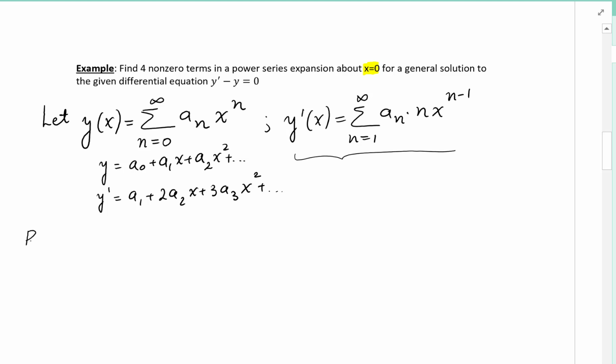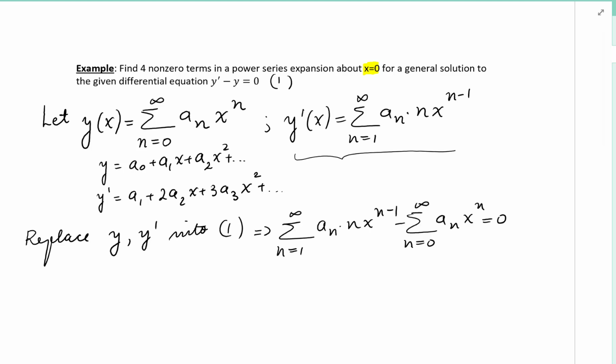So now I'm going to replace y and y prime into the equation. Let's call it equation 1, and let's see what we get. So I just replaced, and we should notice that there are two differences. First, x to the n minus 1 and x to the n in the second one, and the other one is here it starts from n equals 1 and here it starts from n equals 0.